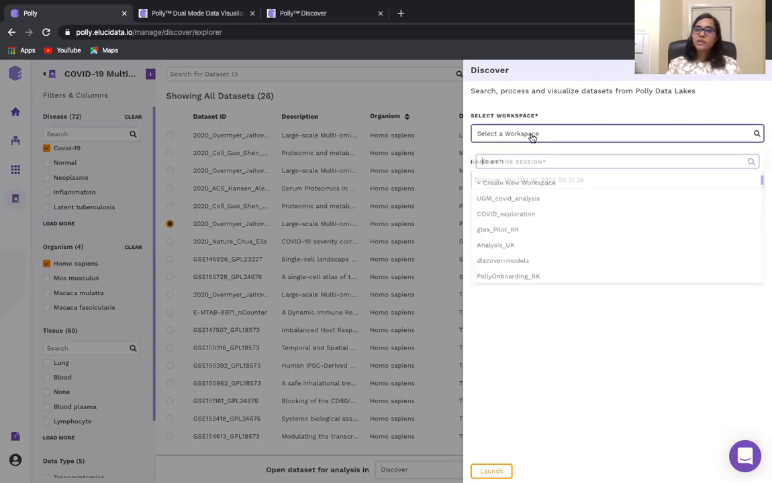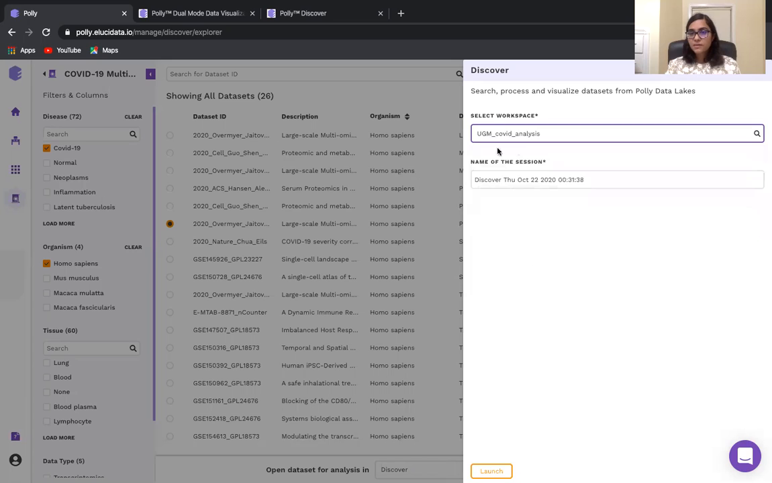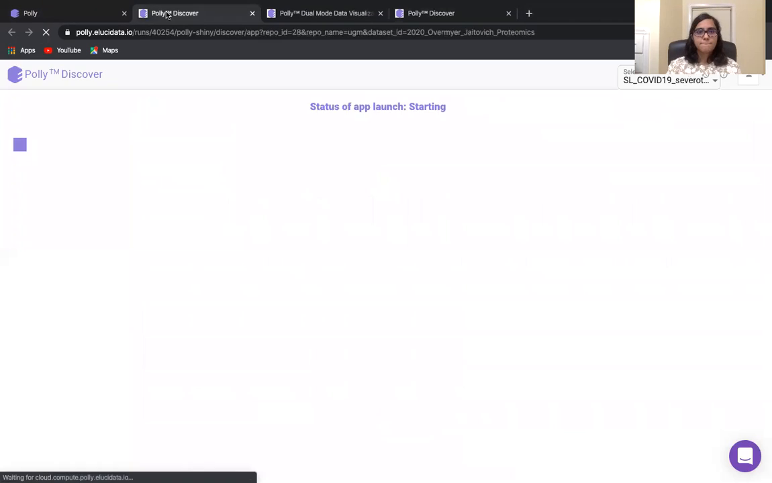When I do that, Poly will ask me to select a workspace where I want to save my analyses. All of the analyses on Poly are saved and versioned, whether you are in a point and click solution or you're using a notebook. Therefore, I'm selecting a workspace. I can give a custom name to my analysis. For example, COVID-19 severity proteomics in plasma. So once I'm happy with the name, I can click launch and the application will open in a new screen. It'll take a few seconds to launch.